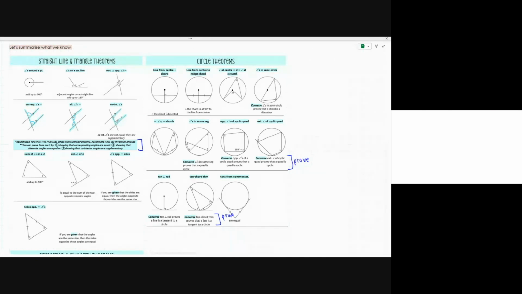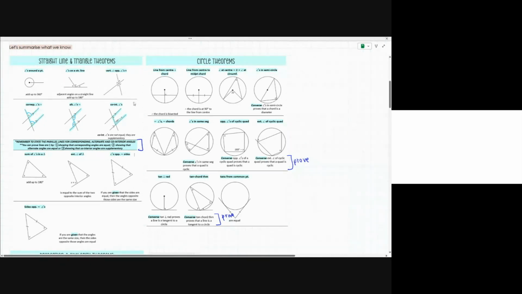Right, so circle theorems, really important to know. Triangle, straight line, parallel theorems, also all really, really important to know. Like I said, this is all on Classroom, but I will wait in case you want to screenshot any of it. And like I say, this is just knowledge you already have. There's nothing new here.